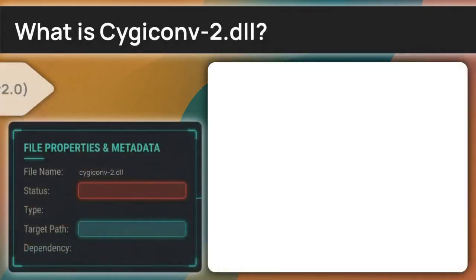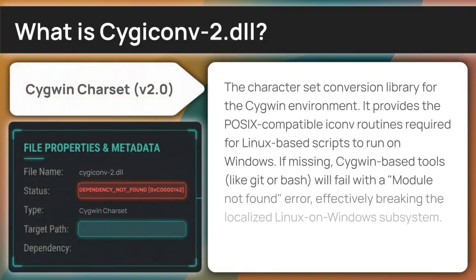This is the Cygwin iconv-2 library, the character set conversion library for the Cygwin environment. It provides the POSIX-compatible iconv routines required for Linux-based scripts to run on Windows. If missing, Cygwin-based tools like Git or Bash will fail with a module not found error, effectively breaking the localized Linux on Windows subsystem. Now let's get this fixed up.